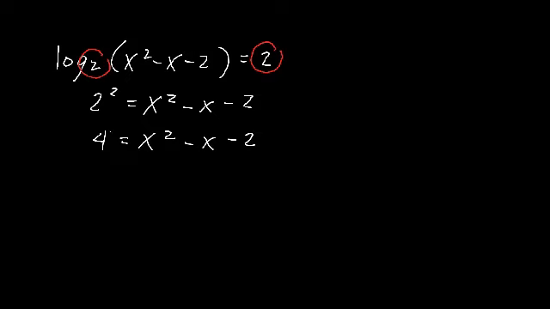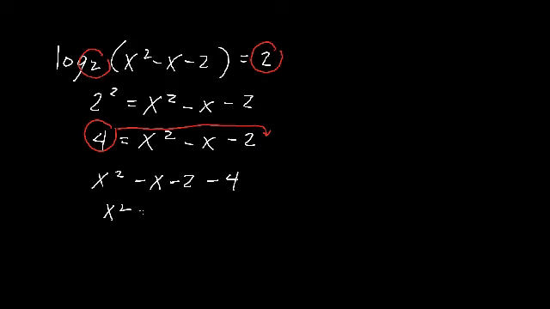So, we will just move 4 to the other side of the equation. And that will be x squared minus x minus 2 minus 4. So we have x squared minus x minus 6 will be equated to 0 for the standard form of a quadratic equation. So now, in solving for the value of x, we will factor our given quadratic equation.